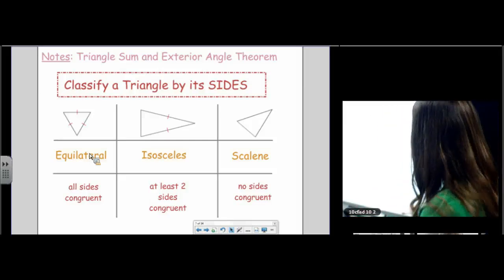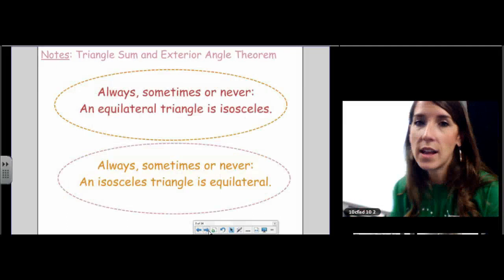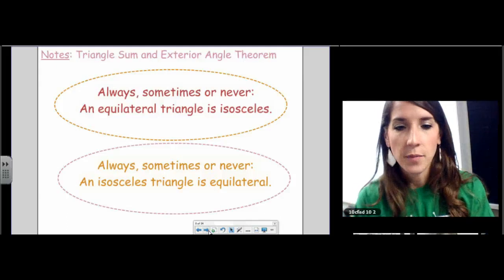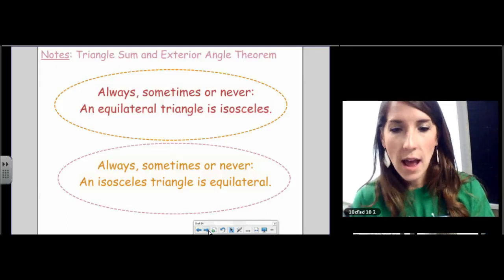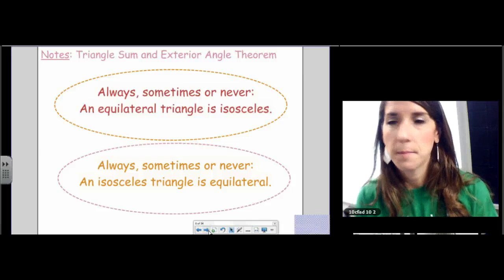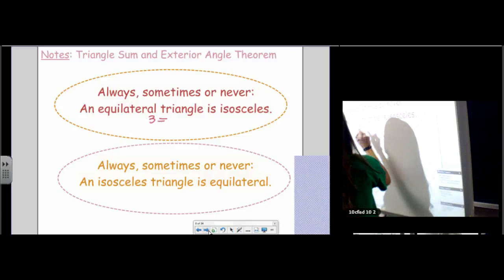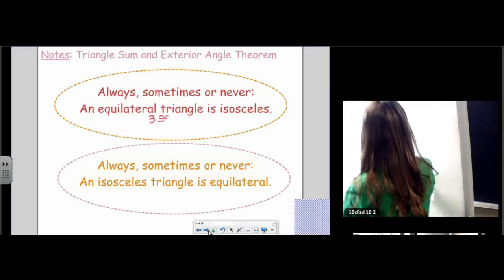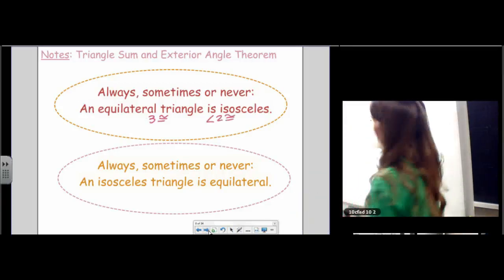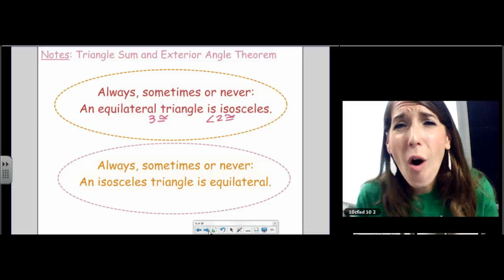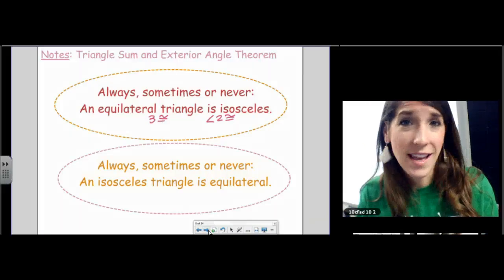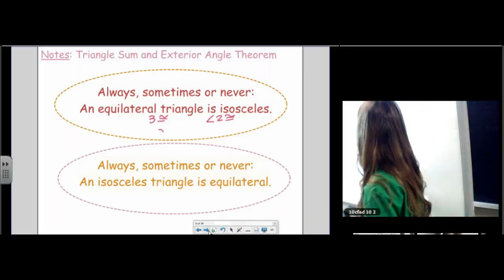Good, Avi. Very good. So that leads right into this slide right here. Always, sometimes, or never. An equilateral triangle is isosceles. Always, sometimes, or never. A triangle with 3 congruent sides, always, sometimes, or never, has at least 2 congruent sides. Well, 3 is always at least 2. Always. Every time 3 is at least 2.